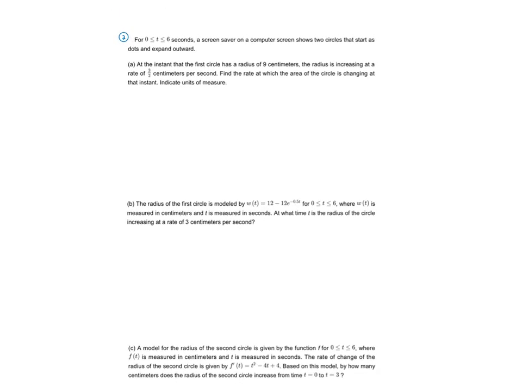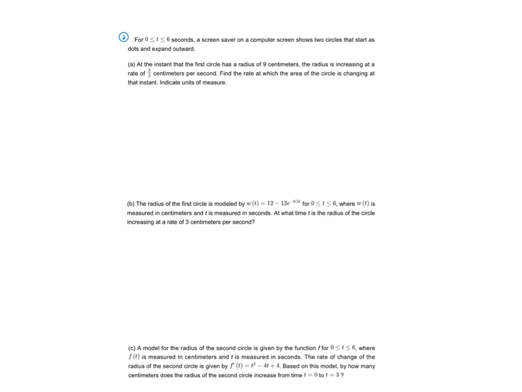Okay, so this next one looks like it's a kind of related rate, maybe. Yeah, okay. They say for t between 0 and 6 seconds, a screensaver on a computer screen shows 2 circles that start as dots and expand outward. At the instant that the first circle has a radius of 9, the radius is increasing at the rate of 3/2 centimeters per second. Find the rate at which the area of the circle is changing at that instant.